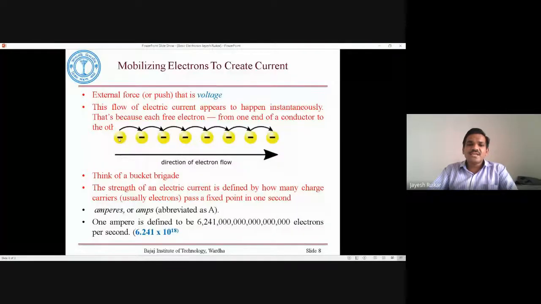You can see it here. These electrons move toward this direction, so this atom loses this electron and this atom gains it. At the same time, one electron from this atom moves towards this direction. So likewise, this is a cascade.